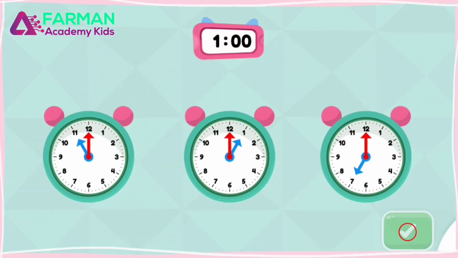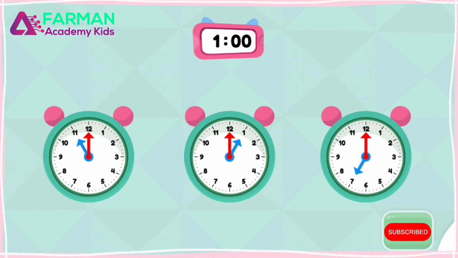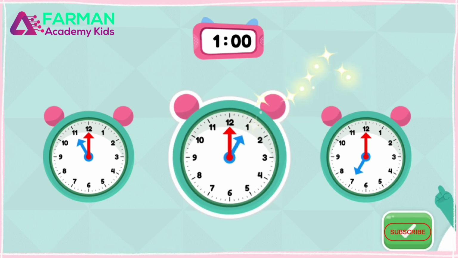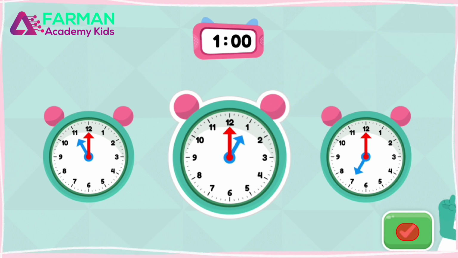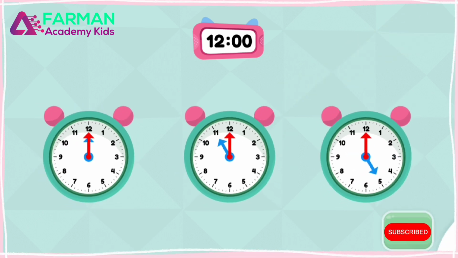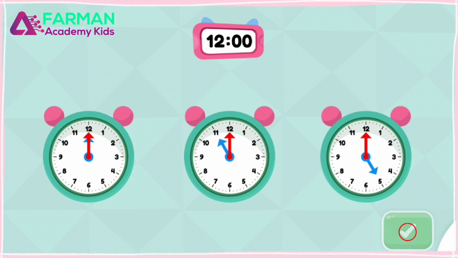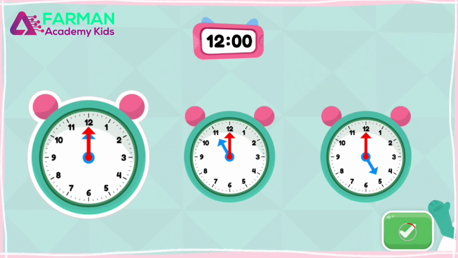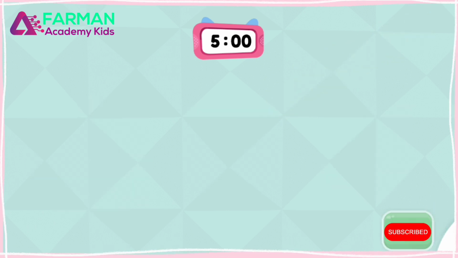Look at the time on the pink clock on top. Which green round clock says the same time? Yay! You made the clock show 1 o'clock. Tap the green clock that says 12 o'clock. Sweet! You made the clock show 12 o'clock.